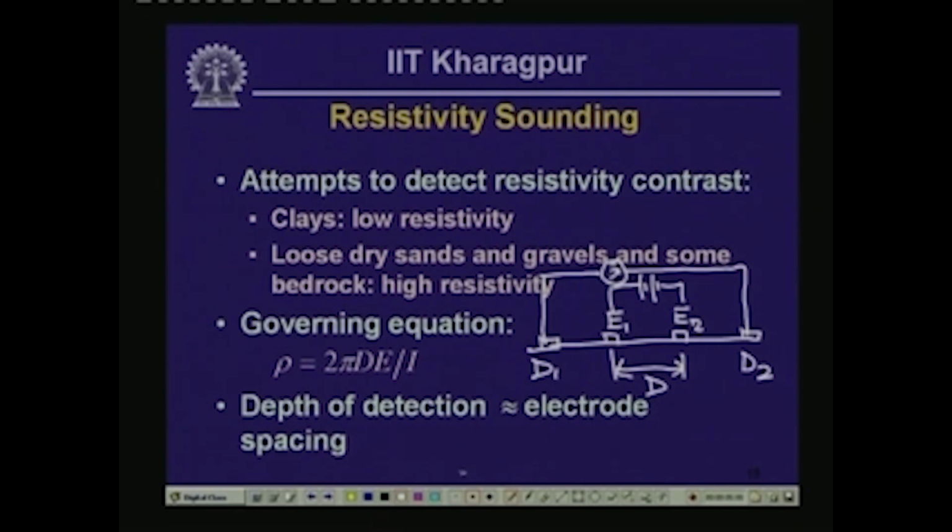Now, depth of detection in this case is approximately equal to the electrode spacing. So the depth of sampling of different layers is going to be equal to d in this case.